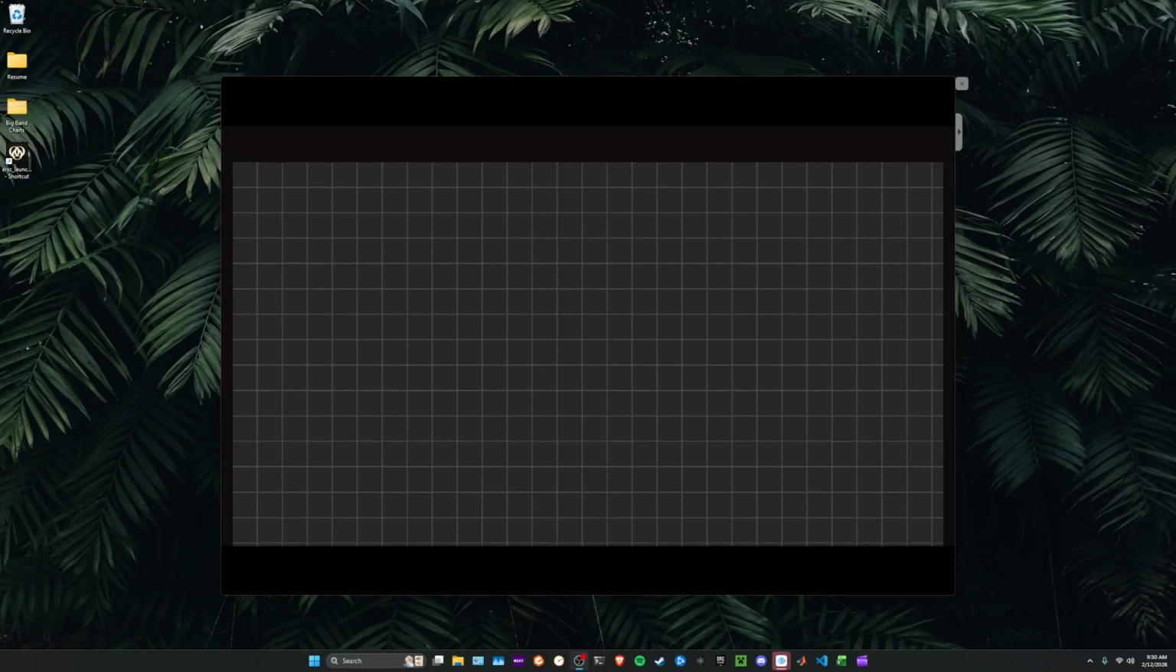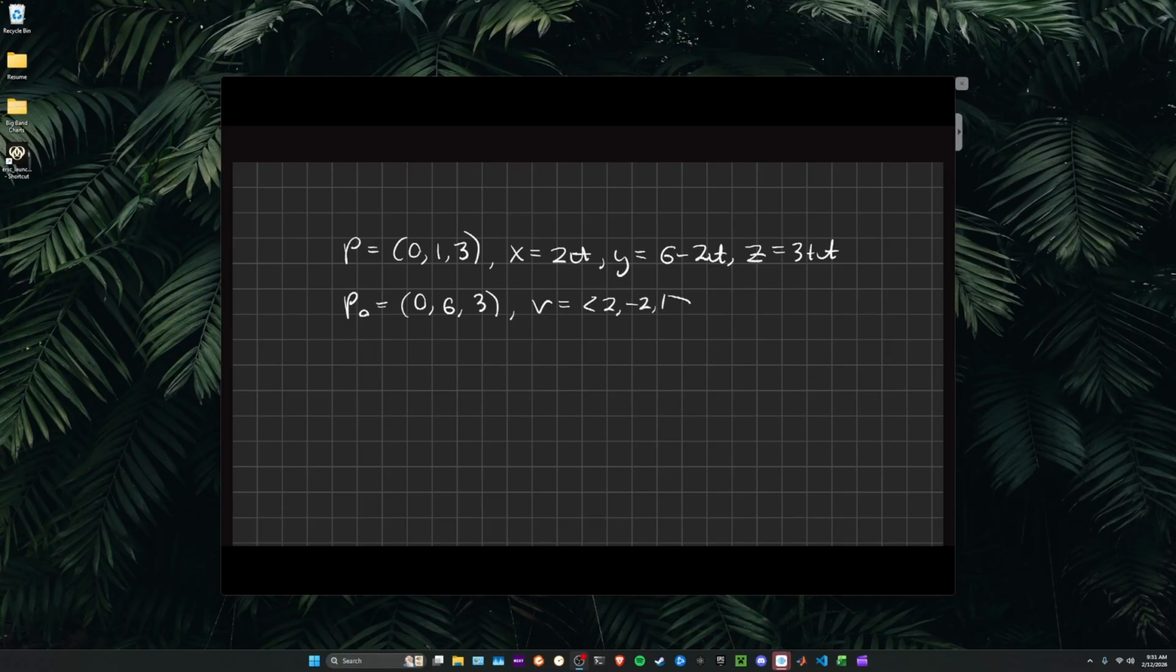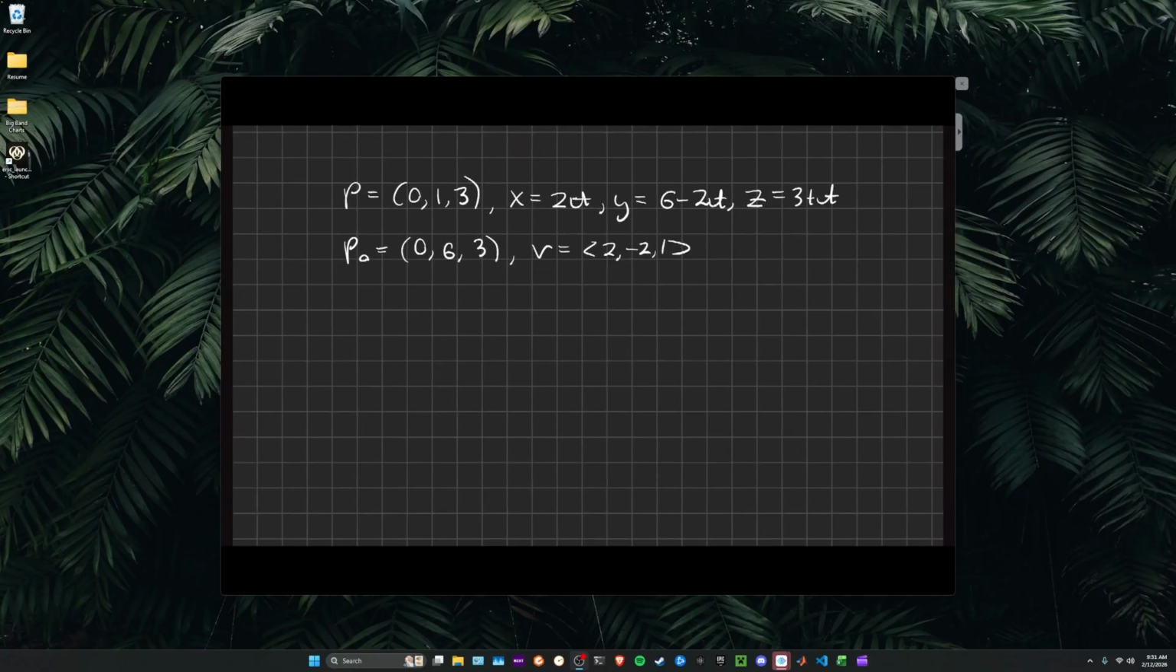So now 70, so this is part 2 of that problem. We're given a point now, P being (0, 1, 3). Line x equals 2t, y equals 6 minus 2t, and z is 3 plus t. We take P naught to be the point (0, 6, 3), and this direction vector to be (2, -2, 1). Okay, we're doing the same process again.